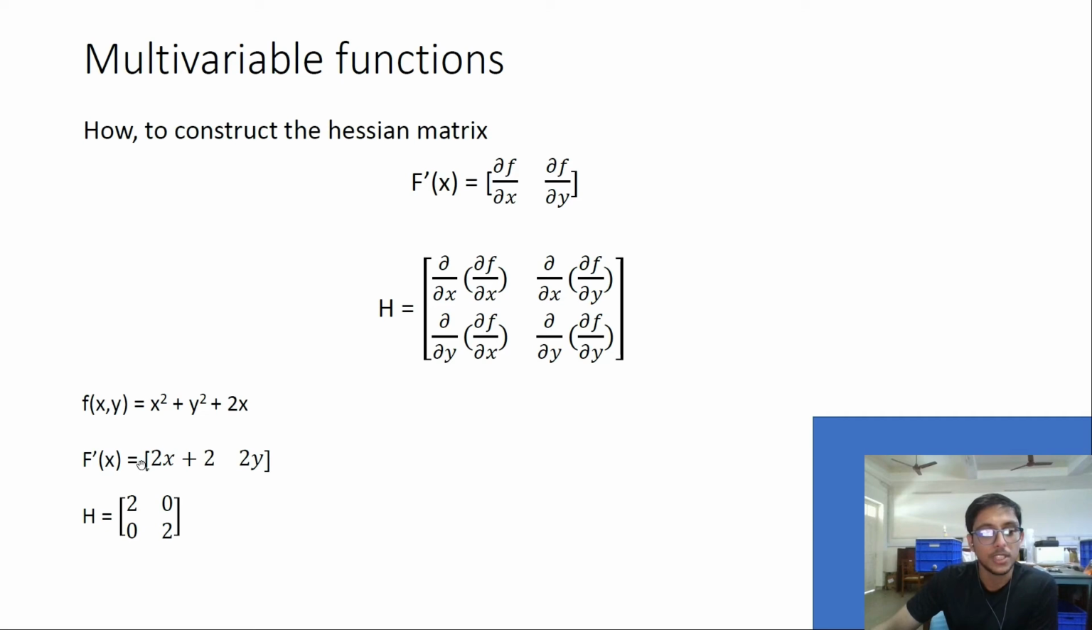So what we do is first we differentiate this particular element by x, then we get 2, and then by y we get 0, we put it here. And for 2y, we differentiate with x, it is 0, and then with y it is 2. So this is how we can get the Hessian matrix.